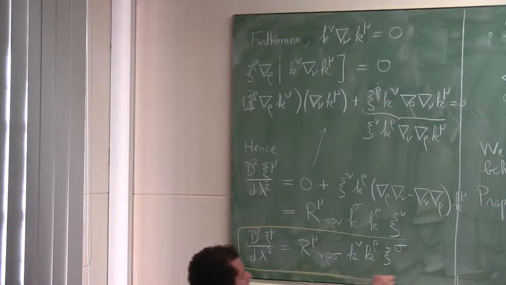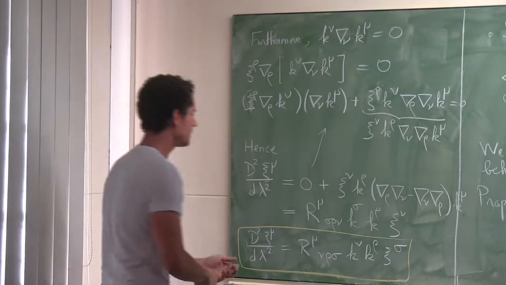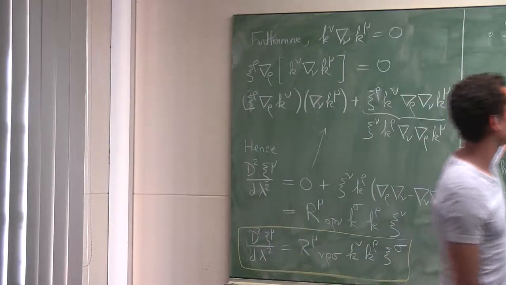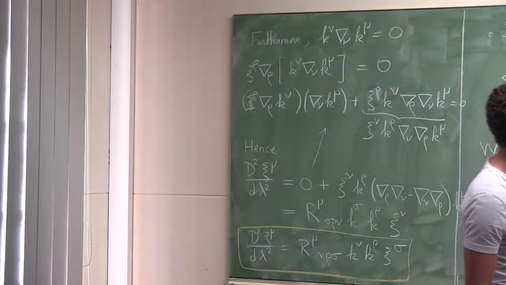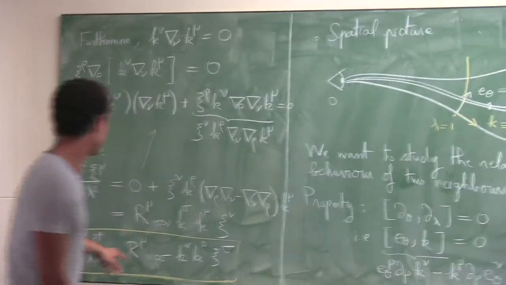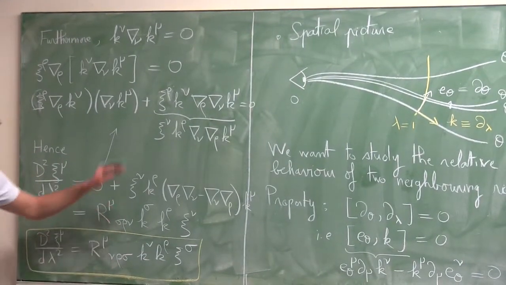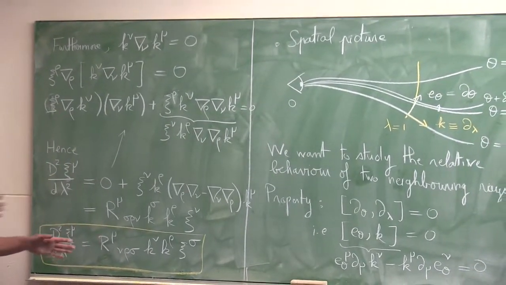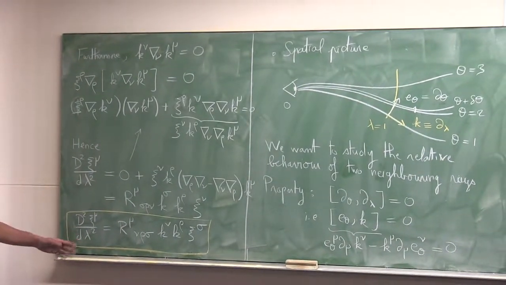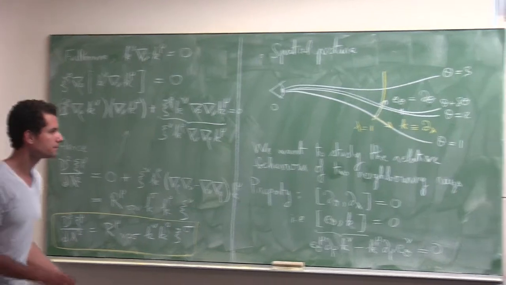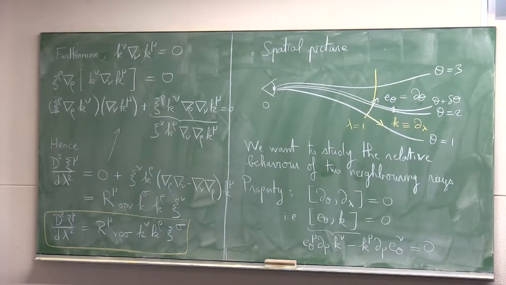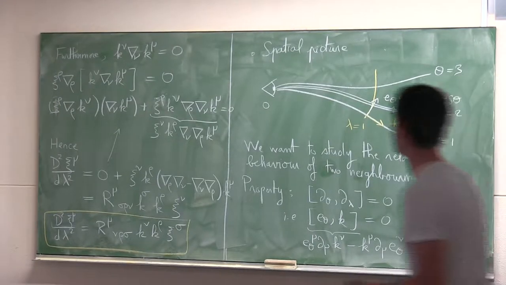Very good. So the interesting thing with this relation is that if I know, at least approximately, what is k for the reference light ray that I'm considering, and if I know what is the space-time curvature along this ray, then I can tell what is going to be the behavior of any neighboring ray with respect to it, through this equation. So that's the covariant approach to the behavior of a light beam.